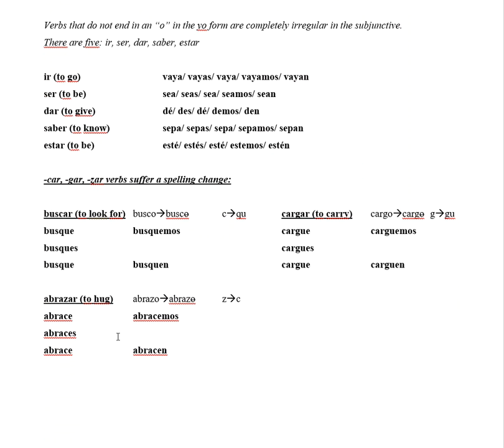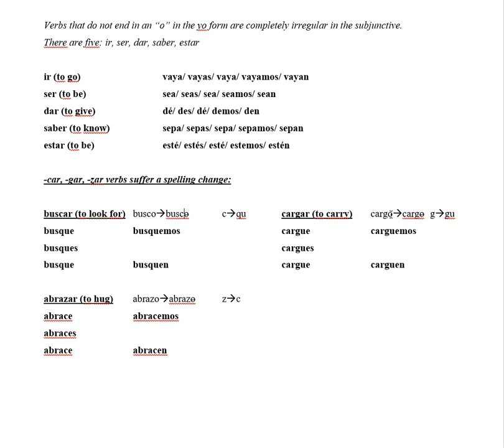Now, the -car, -gar, -zar verbs are going to suffer a spelling change. For example, the verb buscar, meaning to look for. You conjugate it in the yo form of the present tense, which is busco. We drop the o, and the c is going to become a qu when you go into the subjunctive. Yo busque, tú busques, él busque, nosotros busquemos, ellos busquen.